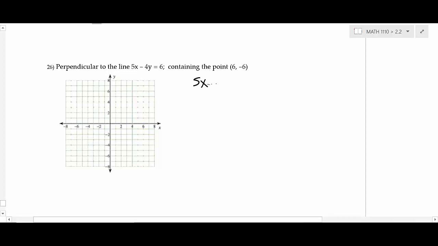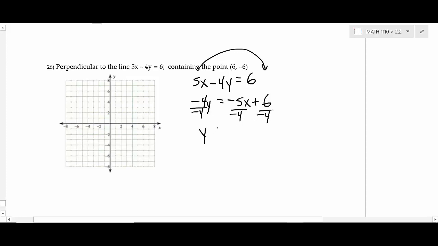So let's go ahead and let's solve this equation for y, and let's get our graph. So let's go ahead and just move the 5x over here. So you have negative 4y equals negative 5x plus 6. Divide by negative 4. So I have y equals 5/4 x, and then that will reduce to negative 3 halves. That's a minus. So you'd have that.